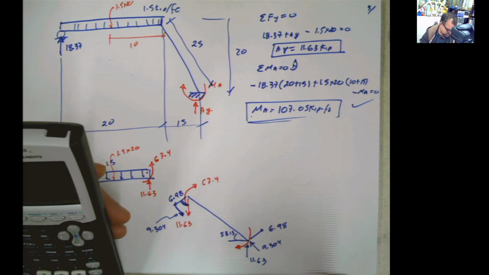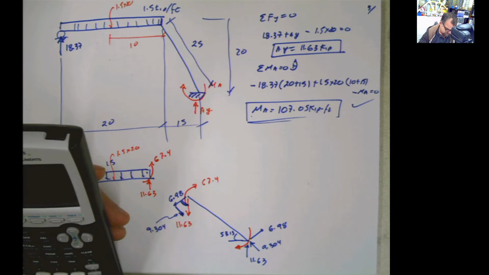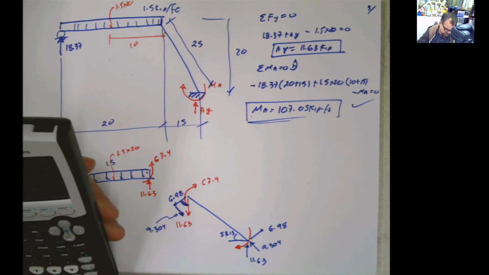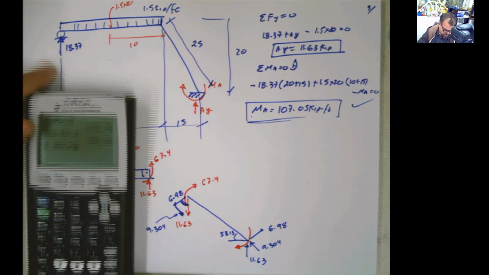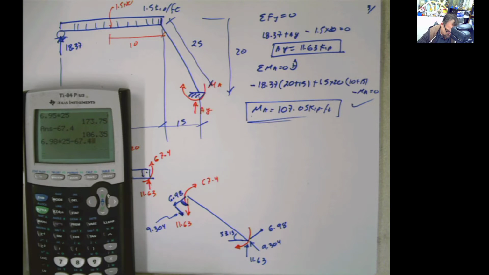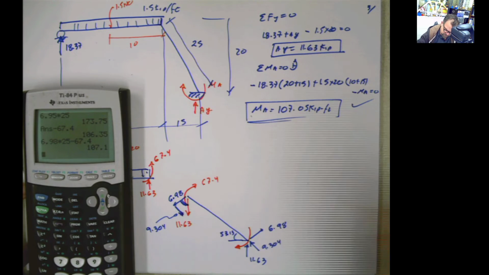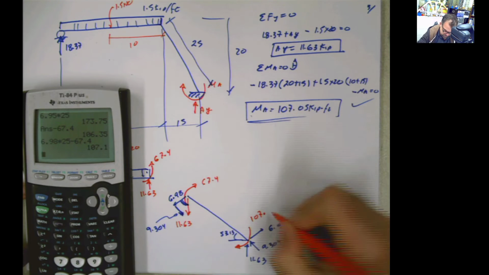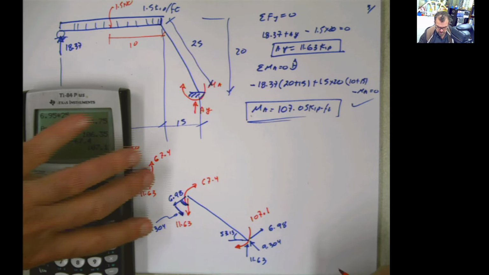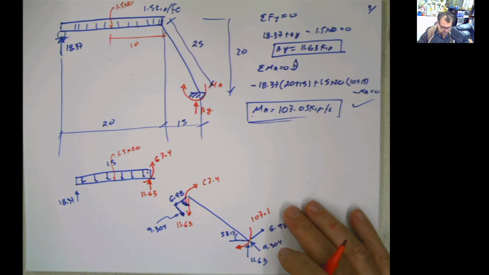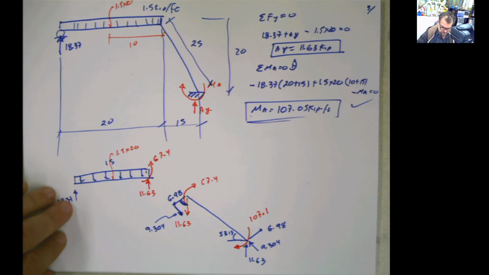Because it's not exactly 6.98. 6.98 times 25 minus 67.4. Yeah, 107.1 here, the moment. And once we have this, everything is ready for our shear and moment diagrams.